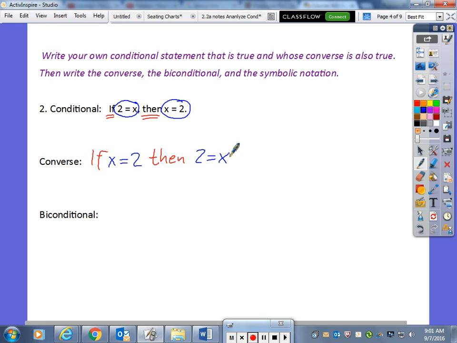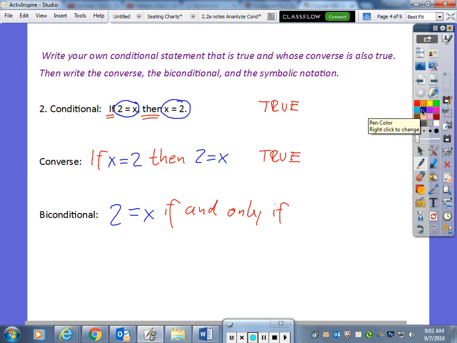What do you think? Both statements are true. And therefore I can now go ahead and create my biconditional statement. 2 is equal to x if and only if x is also equal to 2.